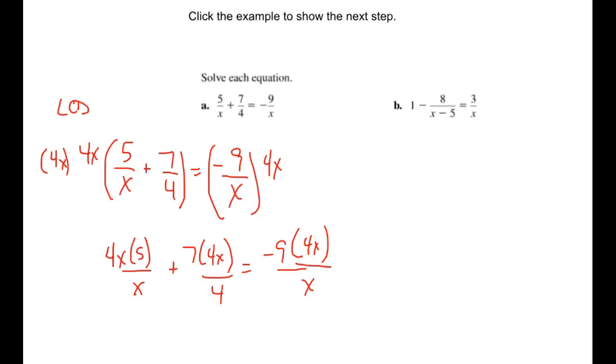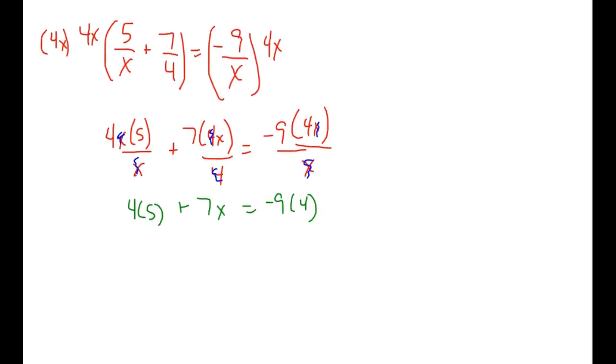Okay, so now I see I have some similarities in the numerator and the denominator that can cancel out, right? So I see I have x divided by x, which gives me 1. Here I have 4 divided by 4, which gives me 1. And again, I have an x divided by x, which gives me 1. So now I'm left with 4 times 5 plus 7 times x equals negative 9 times 4. So I've successfully gotten rid of my denominators.